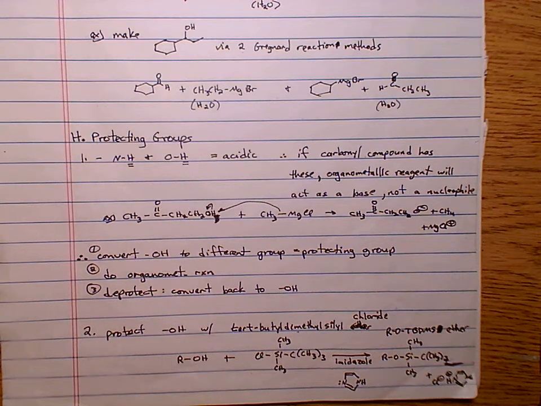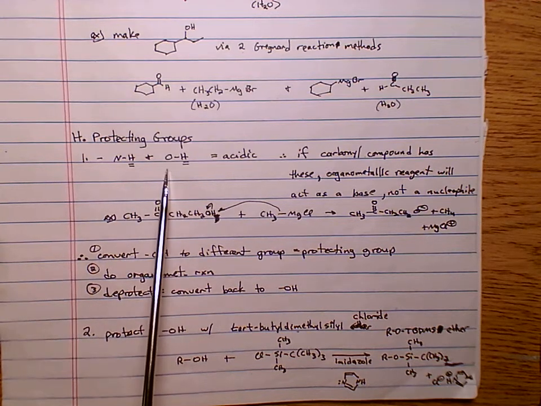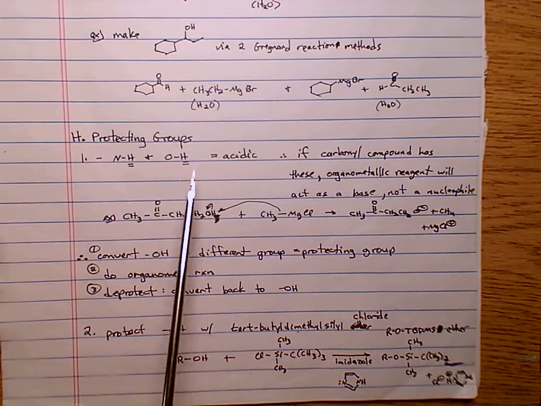Now let's look at protecting groups. Sometimes we run our reactions and we want a strong nucleophile, such as an organometallic reagent, to attack the carbonyl. However, there's a hydrogen on the molecule, on an oxygen atom or a nitrogen atom, that's fairly acidic.